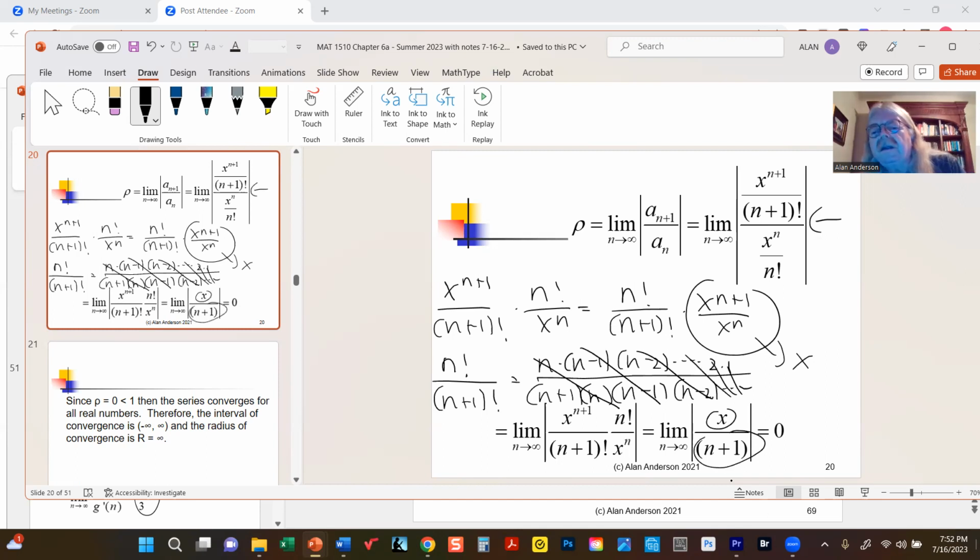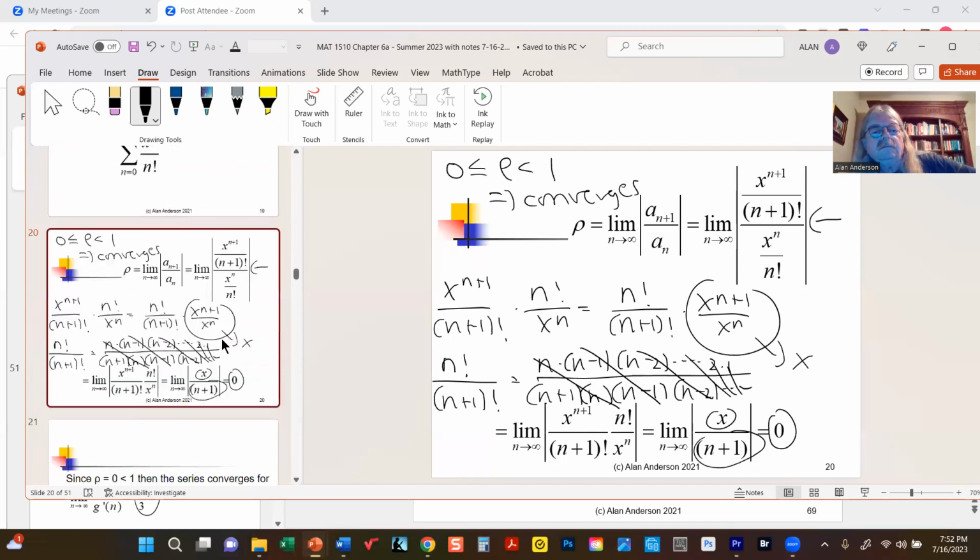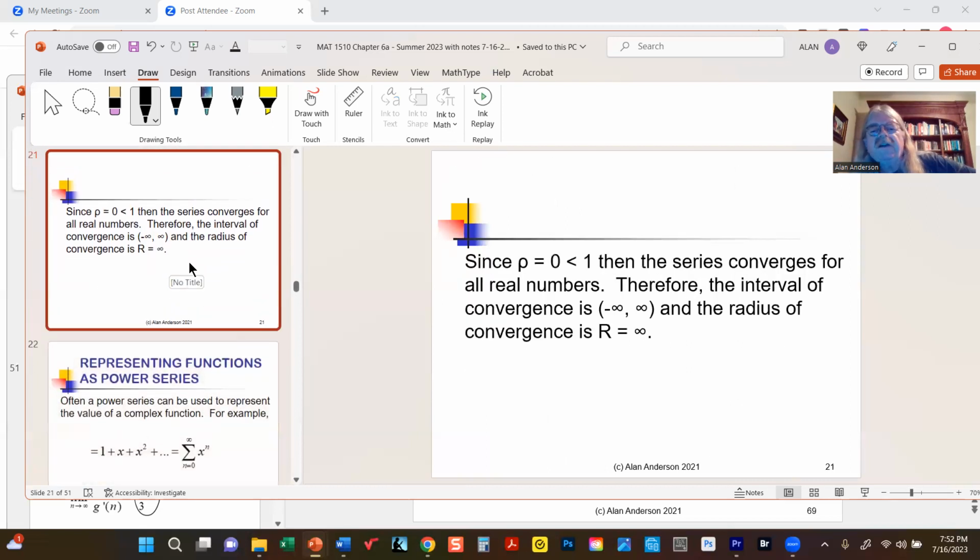And of course, if the limit is being taken with n going to infinity, that means this limit is simply 0. And that counts for our test. And so it converges. In fact, it converges for all real numbers. And therefore, the interval of convergence is said to be the real numbers, or simply R equals infinity.